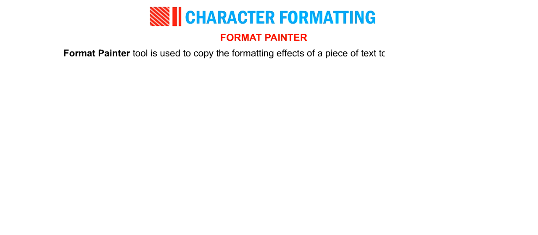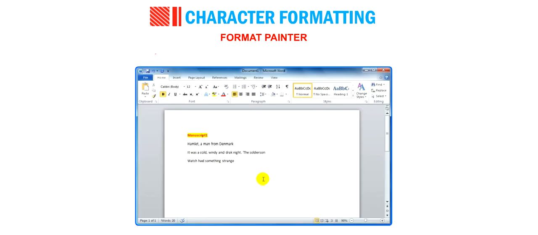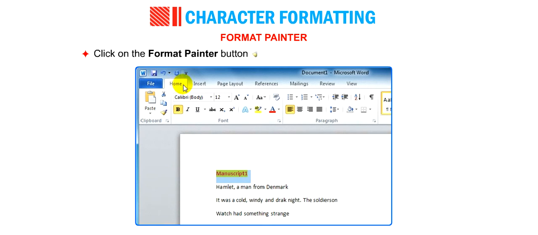Format Painter. Format Painter tool is used to copy the formatting effects of a piece of text to another selection. Select the formatted text that you want to copy. Click on the Format Painter button in the clipboard group on the Home tab.